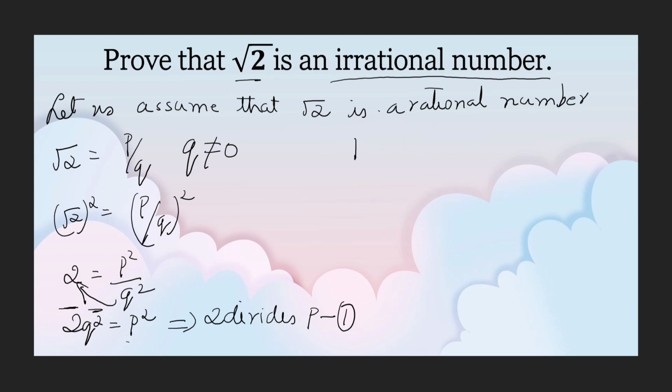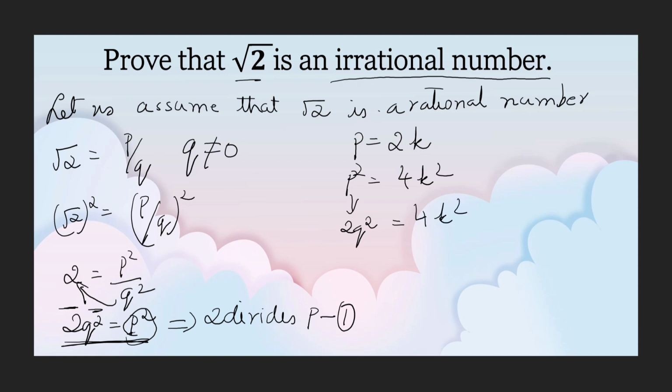Then let us think that p is equal to 2k, where k is an integer. Now we can say that the factors of p are 2 and k. Now let us square on both sides. p square is equal to 4k square. But we know that p square is equal to 2q square. Now let us replace: 2q square is equal to 4k square. Here 2 ones are 2, 2 twos are 4. q square is equal to 2k square.